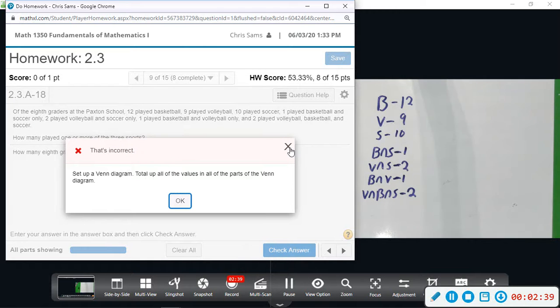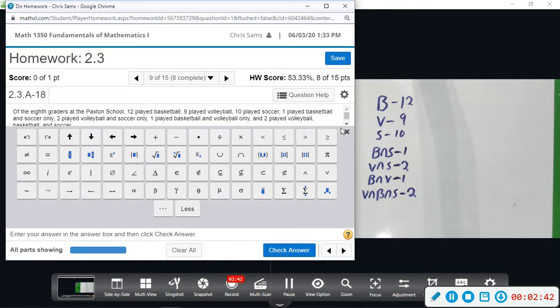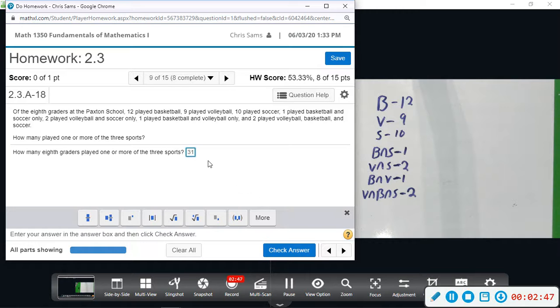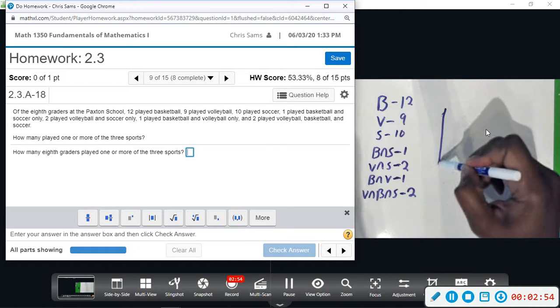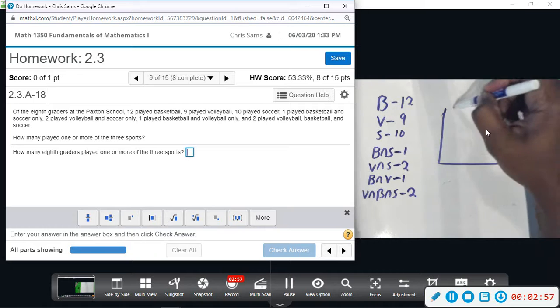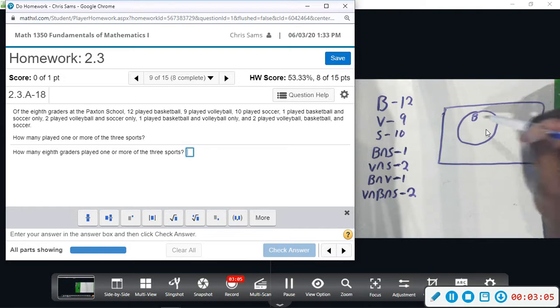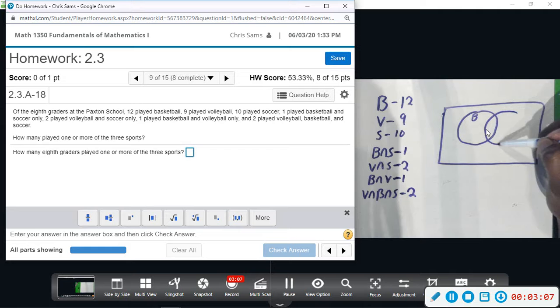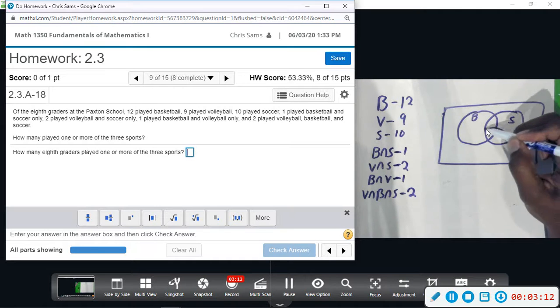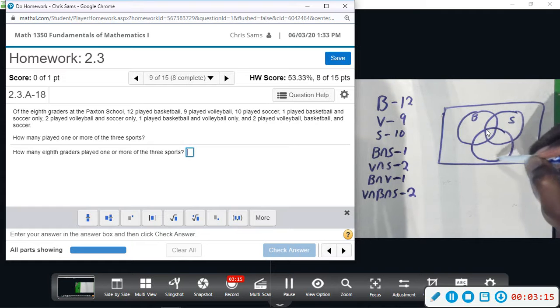Okay, so now let me show you how to actually answer it. Okay, so we're going to draw a Venn diagram representing this scenario. This is going to represent all the 8th graders. We're going to have a circle for basketball, soccer, and volleyball.